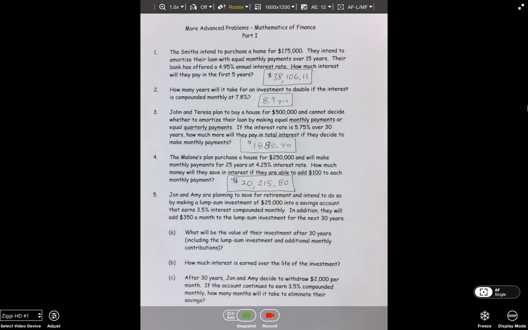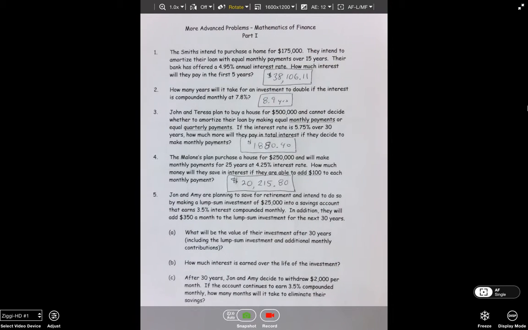All right, so John and Amy are planning to save for retirement and intend to do so by making a lump sum investment of $25,000 into a savings account that earns 3.5% interest compounded monthly. So that tells me PYCY has to be 12. In addition, they will add $350 a month to the lump sum investment for the next 30 years. So this is a very mature approach, I think, in trying to save for the future.